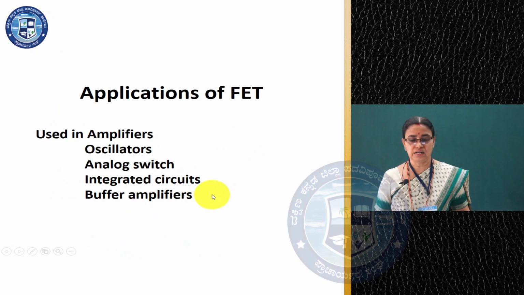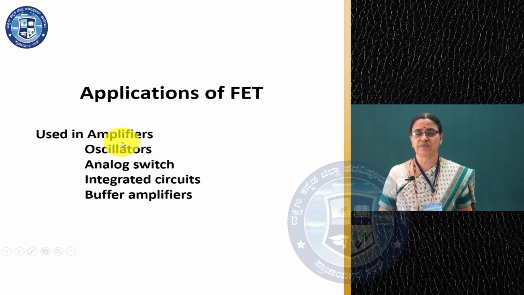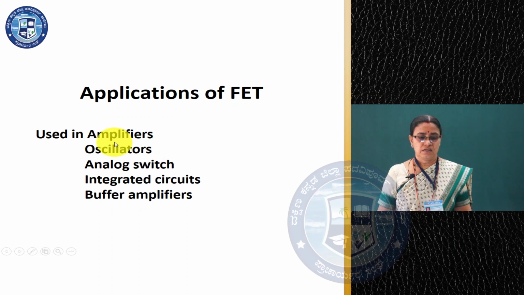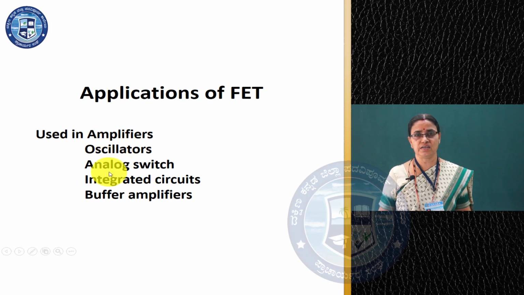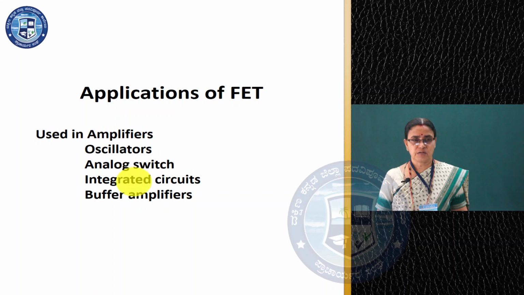Applications of FET, the last part. You should know the applications of FET also. In general, amplifiers: the FET is used as an amplifier, that is a common source amplifier you will use in the amplifier chapter. So you should know FET very well. Oscillators we can use. We use it as an analog switch because the switching speed is very high. In integrated circuits, the size is very small, so you can fabricate easily in ICs. And in buffer amplifiers, the input impedance is very high, so you can use it there.